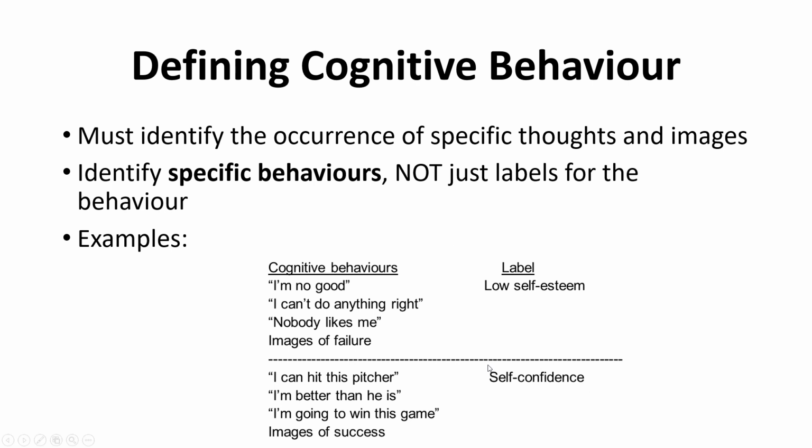We could also look at something like self-confidence, where this is sort of a more positive cognitive behavior. So you can say, I can hit this pitcher, which I assume means that you can hit the ball thrown by this pitcher. Otherwise, your self-confidence is a little bit extreme there. You might say to yourself, I'm better than he is, I'm going to win this game, images of success. So we can define these different cognitive behaviors, and these groupings of cognitive behaviors can all fall under a common label for the behaviors. So these cognitive behaviors are all indicators or all related to having low self-esteem, if that helps clarify.